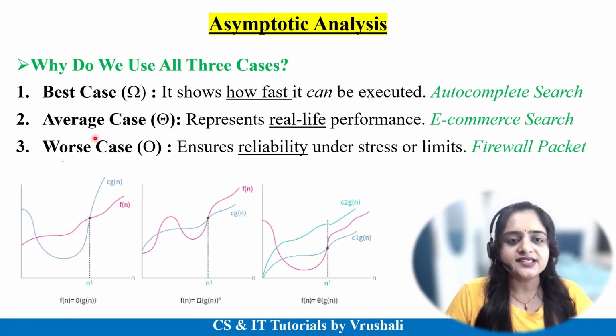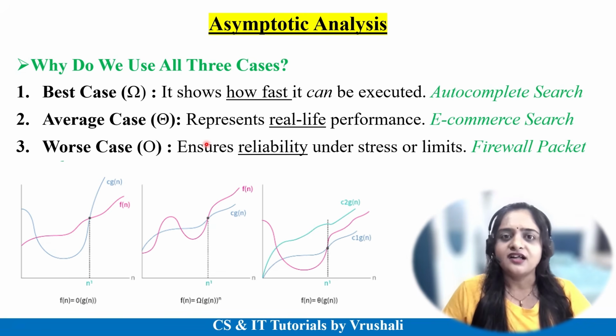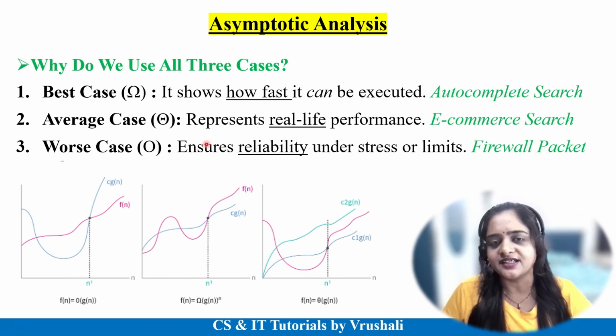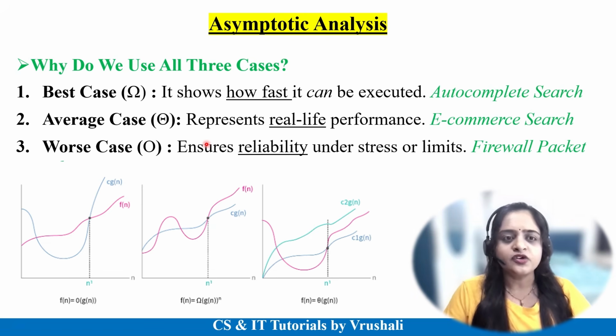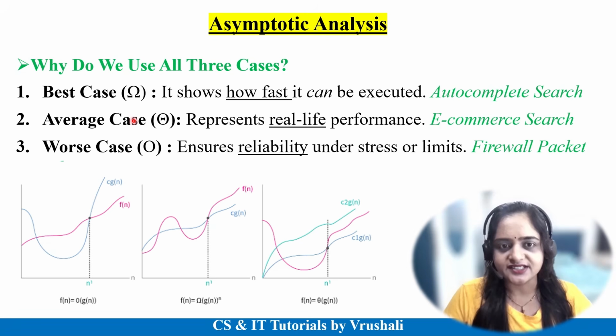Again, the next is the average case. The average case generally represents real life performance. When you search something on a shopping application like Flipkart or Amazon, you apply some filters, again remove those filters, and apply some new filters as per the requirements, which is called the average case. See here in this diagram, f of n is similar to c g of n, meaning they have matching performance, which is called the average case.